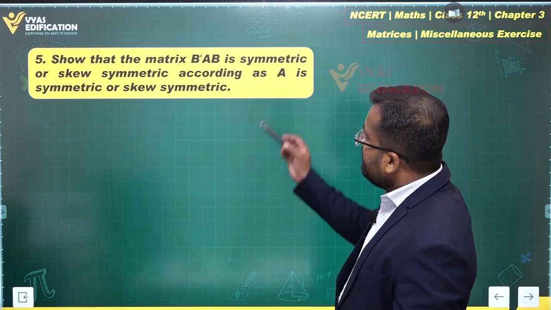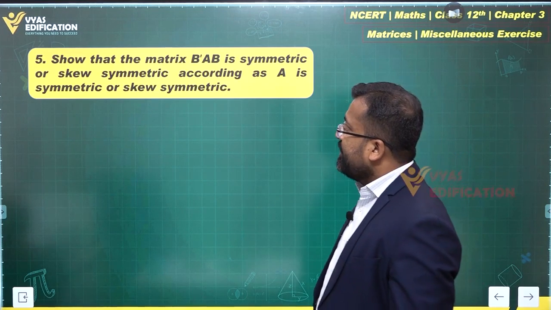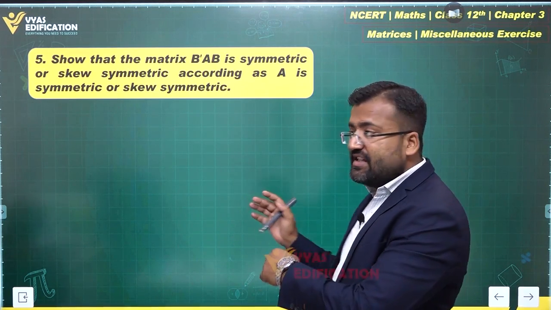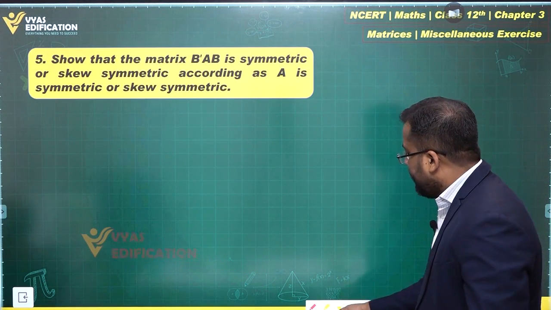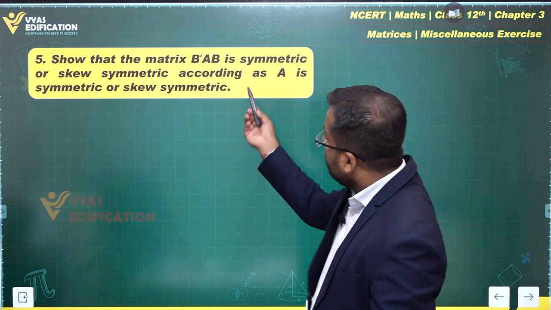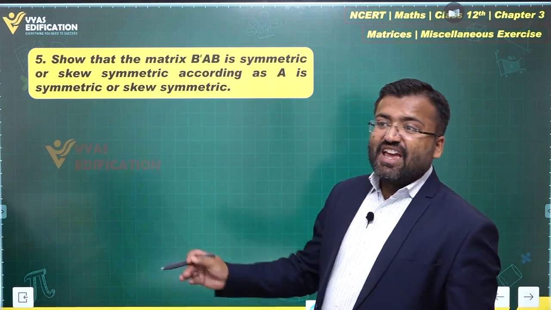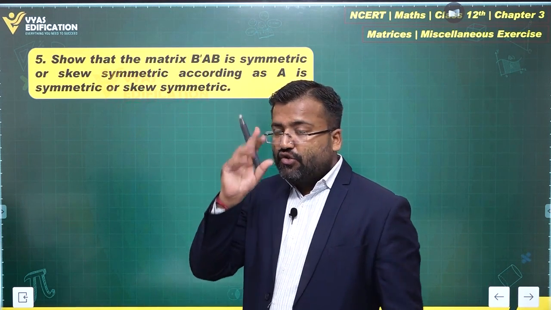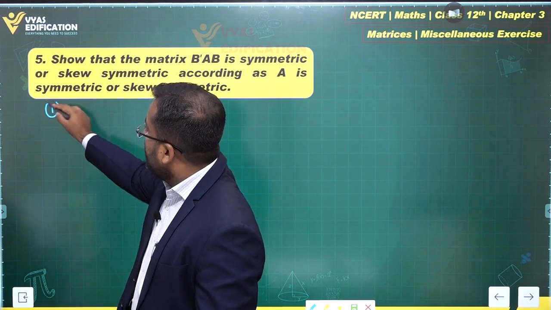Show that the matrix B transpose AB is symmetric or skew symmetric according as A is symmetric or skew symmetric. There are two parts of this question. One is that given A is symmetric, we have to prove that B transpose AB is symmetric. The second part says if A is skew symmetric, then B transpose AB will be skew symmetric. Let's try to attempt both of them. Let's talk about part 1 first.